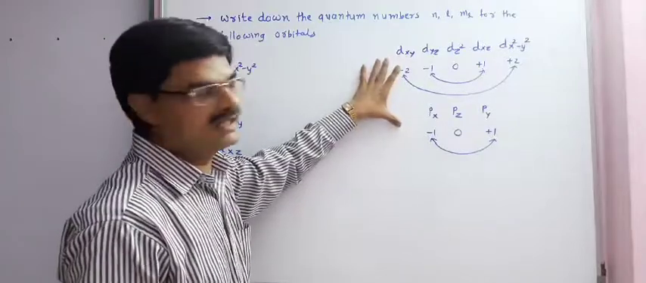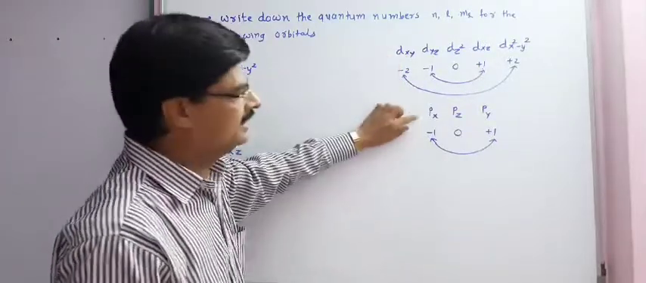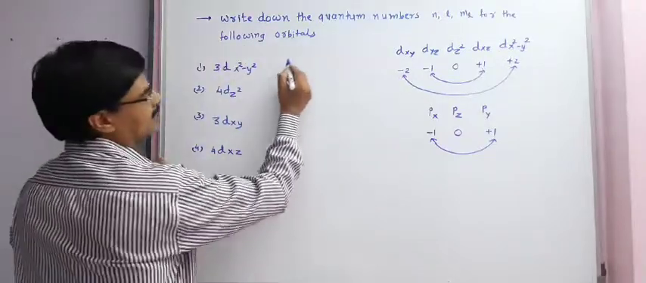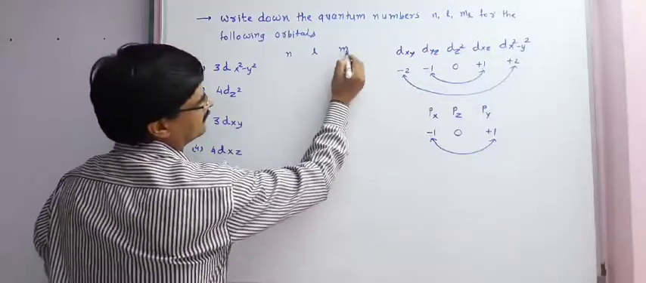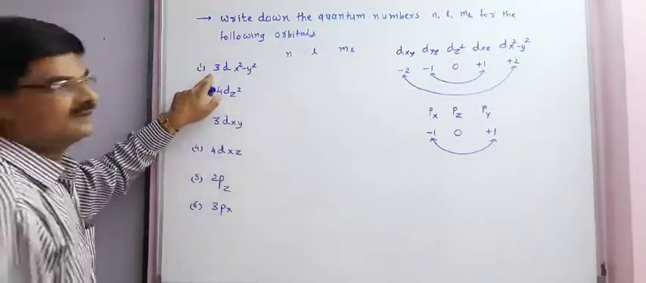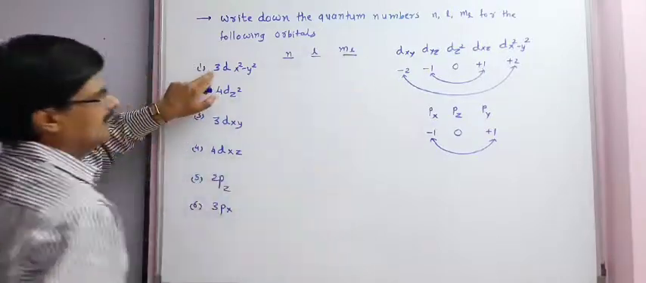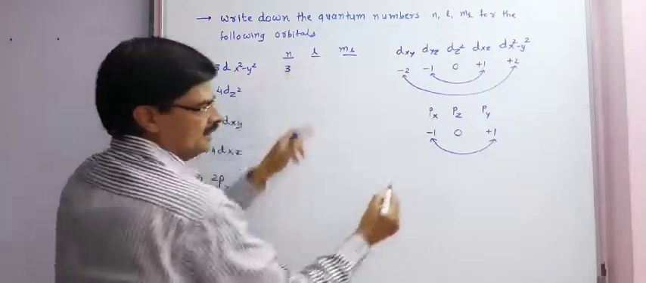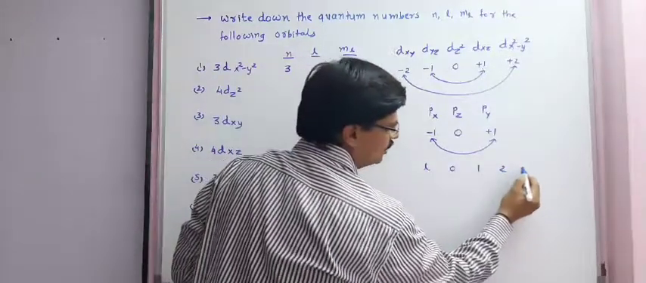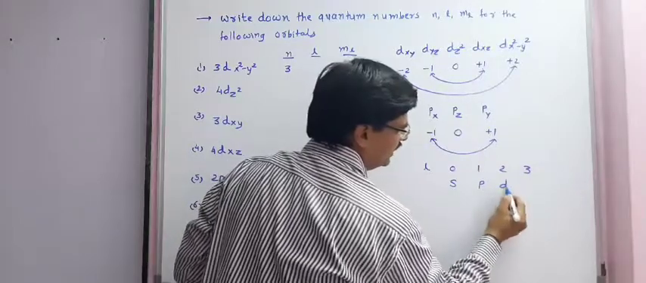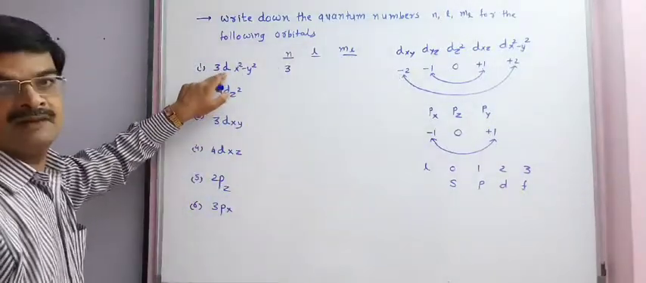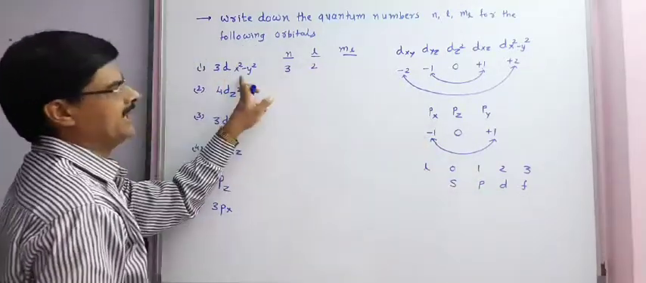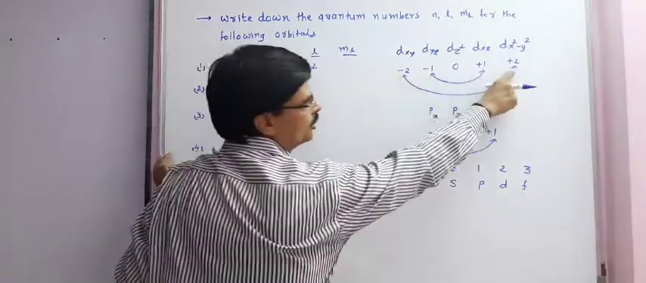After getting knowledge regarding the ml values of d orbital and p orbital, we can assign the quantum numbers n, l and ml for all these orbitals. For the first case, n is equal to the principal quantum number 3, and for l, the values 0, 1, 2 and 3 we write as S, P, D and F. So here we have D subshell, so we can write it is 2. And the ml value for x square minus y square is either minus 2 or plus 2.